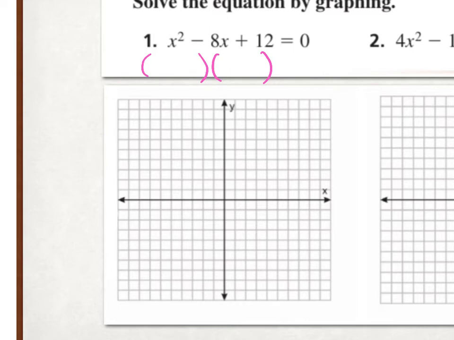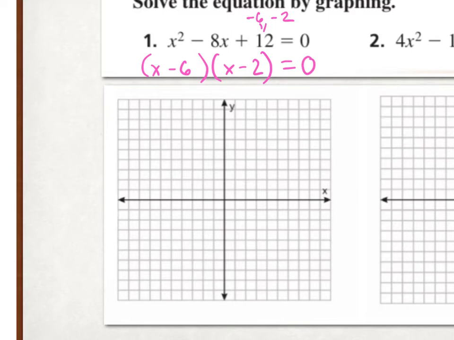Negative 6 and negative 2. -6 times -2 is positive 12. -6 minus 2 is negative 8. Perfect. So we have x minus 6 and x minus 2 is equal to 0.